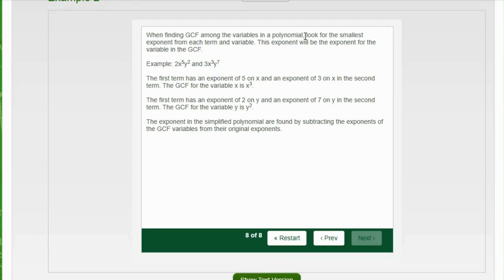So look for the smallest exponent from each term and variable. That's what you're factoring out. So if we had these two terms, 2x to the fifth y squared and 3x to the third y seventh, we cannot factor anything out of the numbers. 2 and 3 don't have any common factors. But there's x to the fifth and x to the third, so we can factor out x to the third. There's y squared and y to the seventh, so we can factor out y squared from both terms.